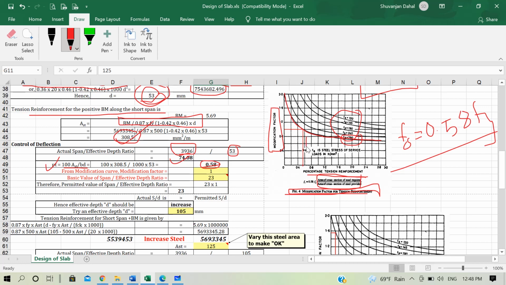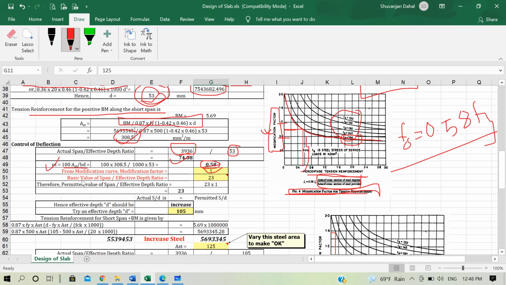Draw a vertical line from this point to this graph of Fs, and from the point where it touches Fs, draw a horizontal line to your left. You get the value of modification factor. So our modification factor we get to be, this is 0.8, this is 1.2, so the middle value. Our line fortunately is at the exact middle of these two values, so our modification factor will be 1. So our modification factor we got to be 1 from this curve of figure 4.